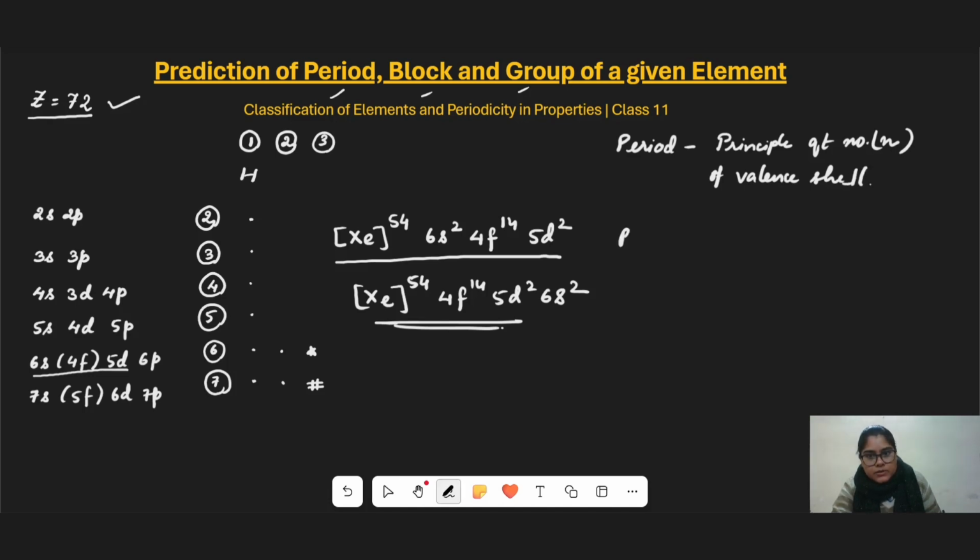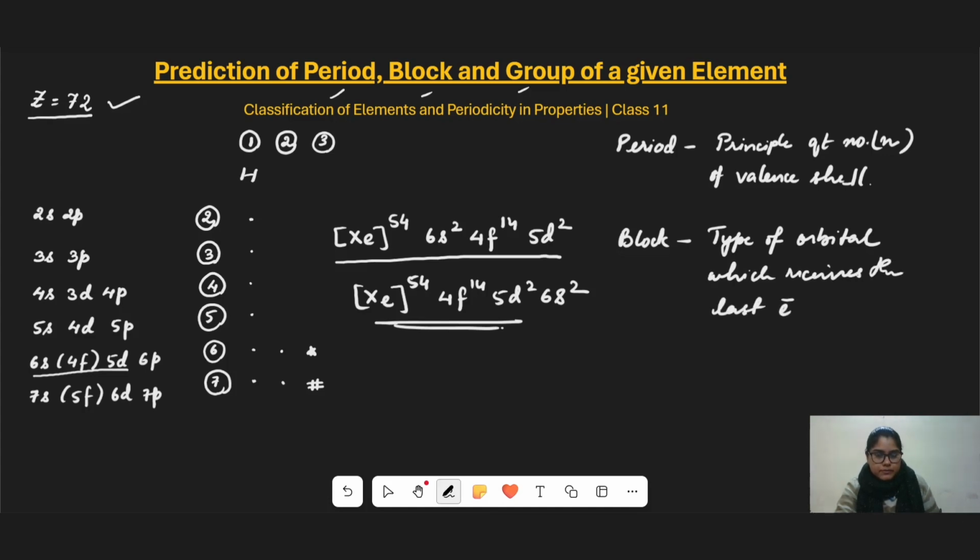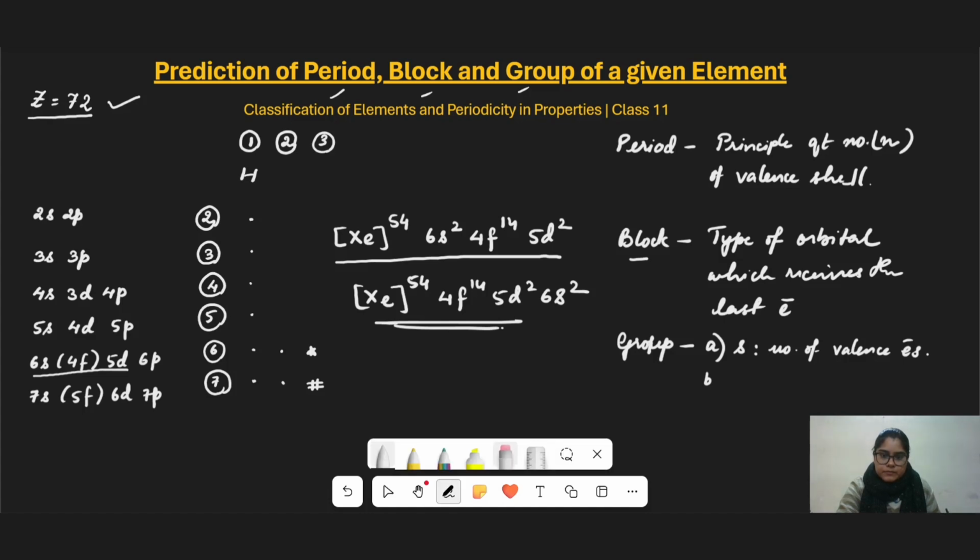All right. Then comes block. Block corresponds to the type of orbital which receives the last electron. All right. Then group. Here you have four types. The first one is the s block element. Once you know the block, for an s block element the group number will be equal to the number of valence electrons.